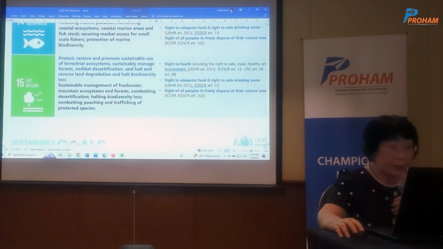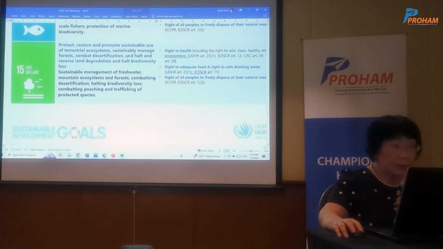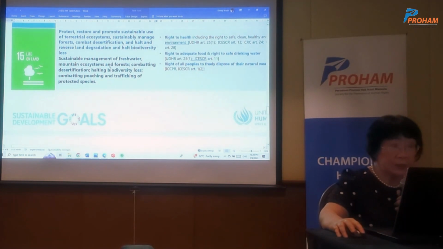And SDG 15 is life on land. This we need to protect and restore and promote sustainable use of terrestrial ecosystems, manage forests, combat desertification, halt and reverse land degradation, and halt biodiversity loss. So we need to have sustainable management of freshwater, mountain ecosystems and forests, halting biodiversity loss, and combating poaching and trafficking of protected species.